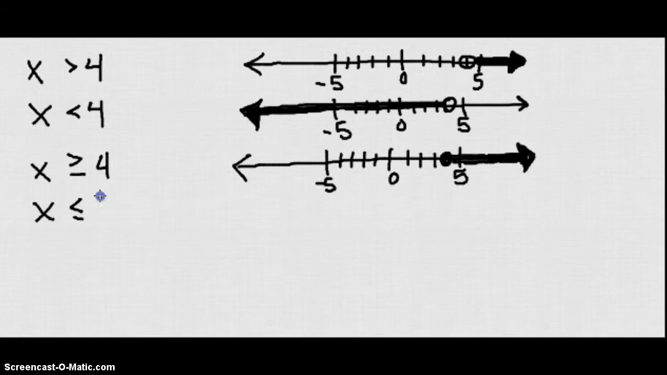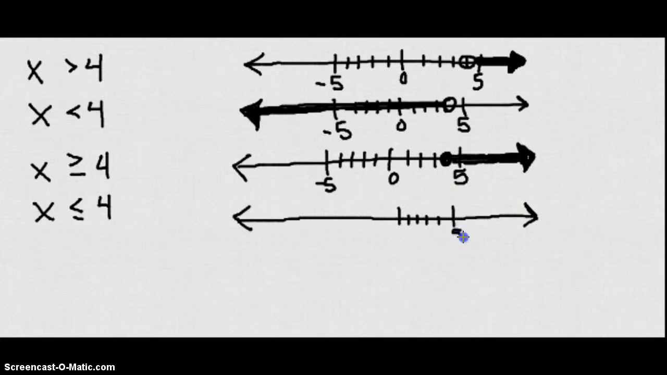If we say x is less than or equal to 4, same idea, only opposite. We'll include the 4 and we will shade to the left since x is less than or equal to 4. So that's how we graph various inequalities on a number line. Shade it in if it's equal to, open if it's not equal to.